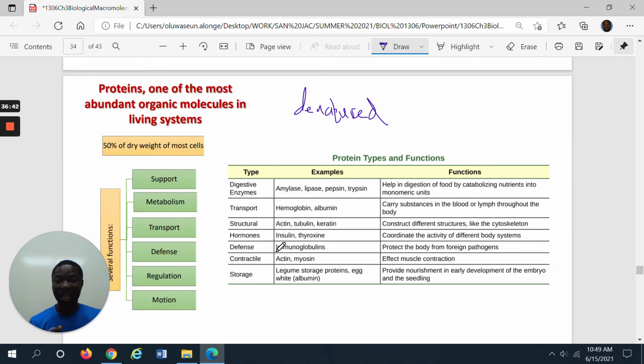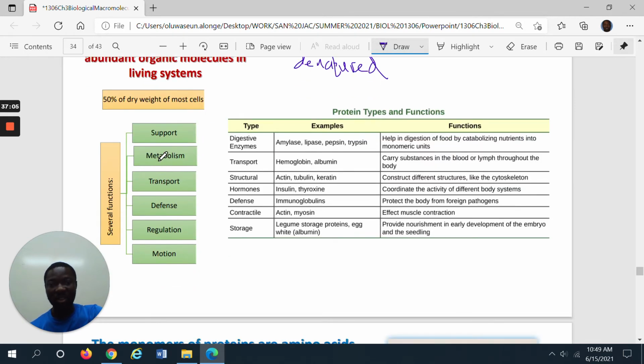If you have energy and there's nothing to do the work, nothing is going to be done. You think about it: energy, but the machinery that does the work is protein. Now, protein is one of the most abundant organic molecules in the living system, 50% of the dry weight of most cells. That's what protein covers. Now, it has several functions.